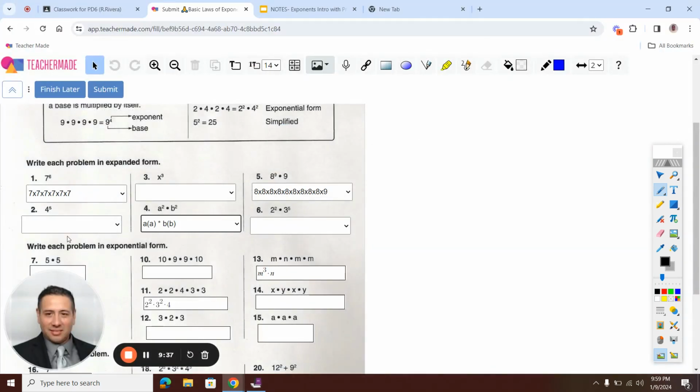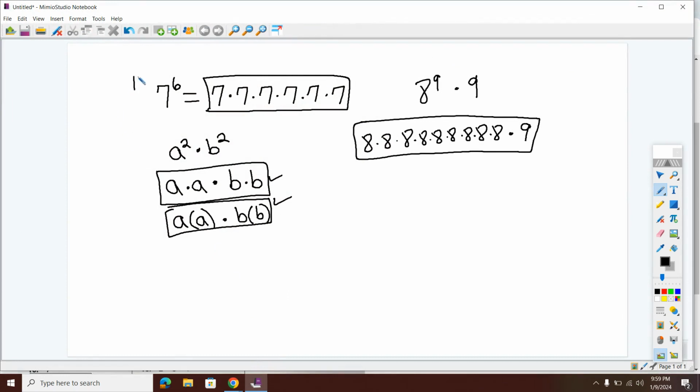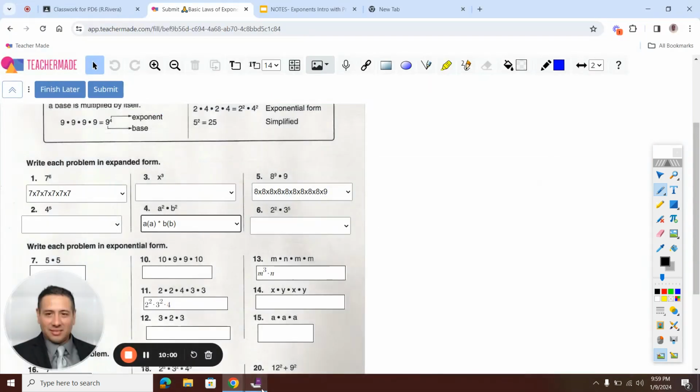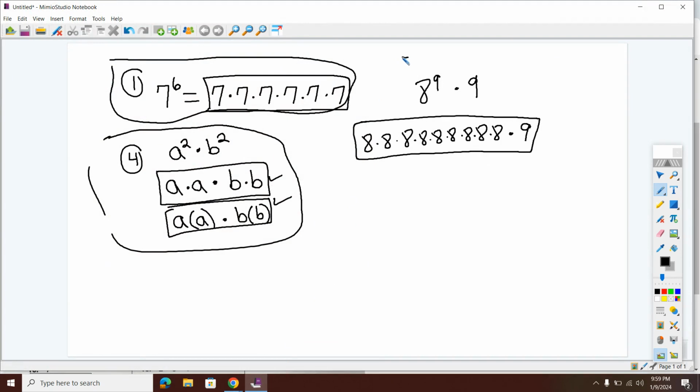Okay, so that was number 1, number 4, number 5 that we did together in class. This guy was number 1, number 4, and number 5. And all we have to do is to put them in expanded form. Okay.